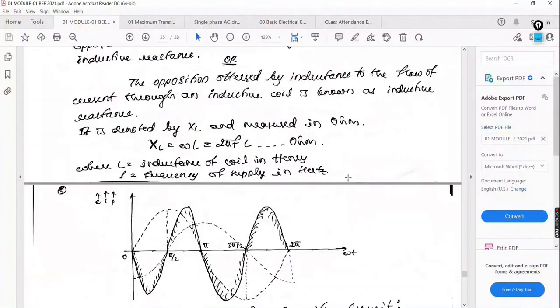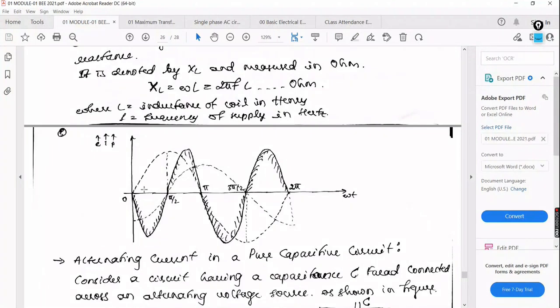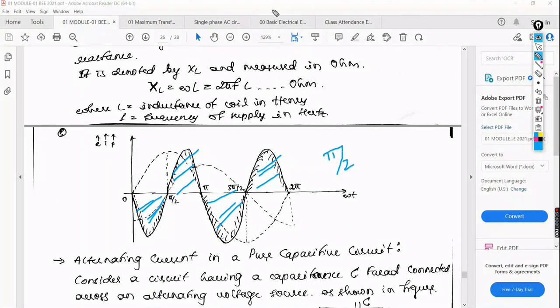Whatever the power is with respect to that value, here this is negative, this is positive, negative, positive. Both will get cancelled. These together will get cancelled. So the average power consumed by the pure inductance is equal to 0 because of the 90-degree displacement between the current and voltage. Got my point? Is this clear?